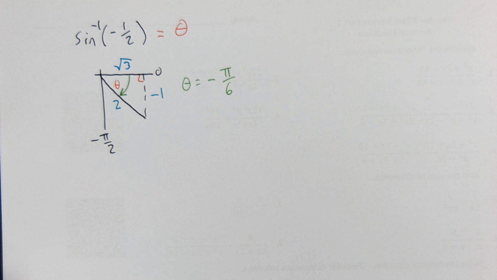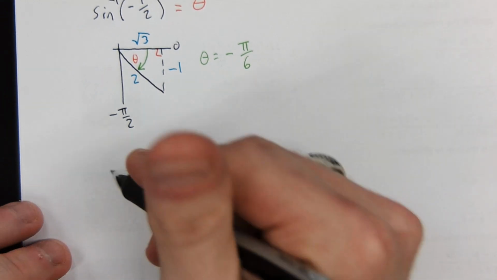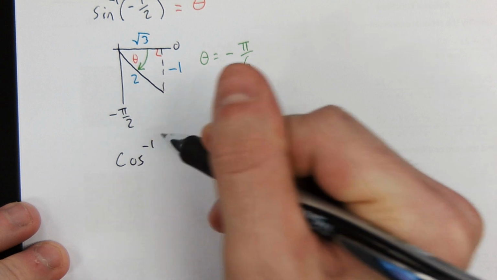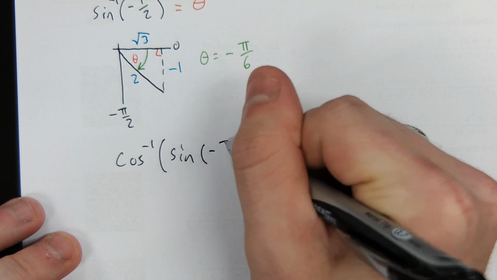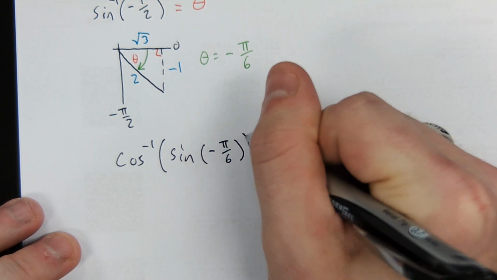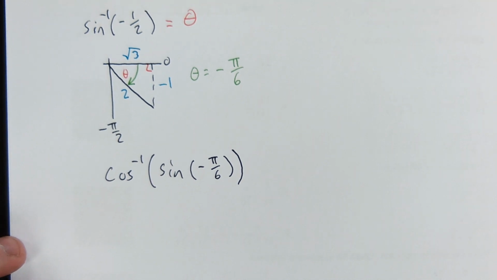So bonus question is, where's my bonus question? Here it is. What is cosine inverse of the sine of negative pi over 6? And it is not just as easy as it's already on the page. You evaluate this stuff from the inside out. So like I said, from the inside out.